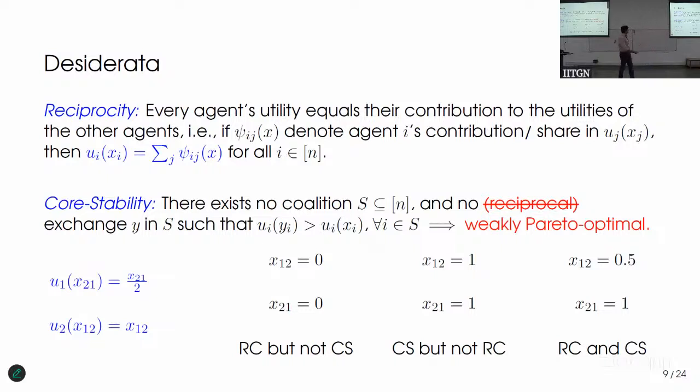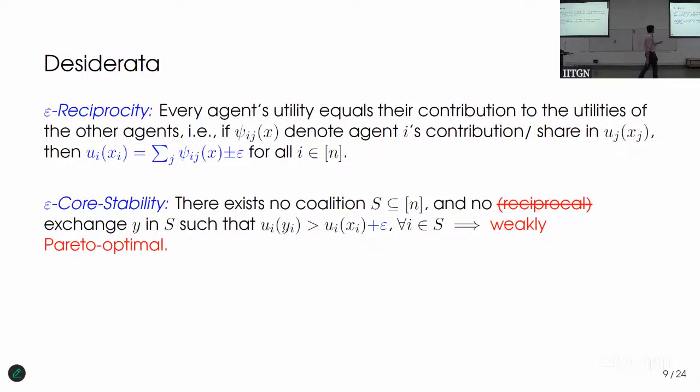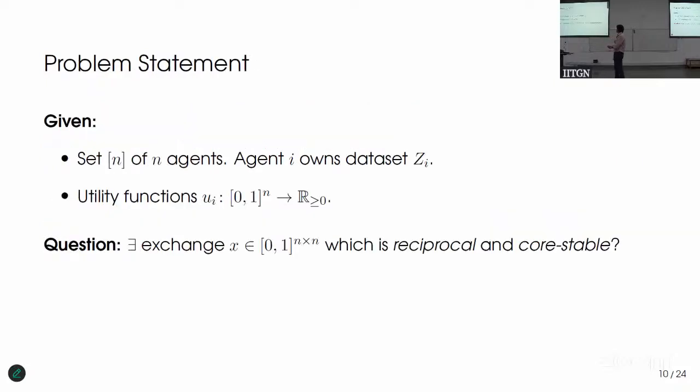We can also talk about notions of approximate reciprocity and approximate core stability, which you obtain by adding an additive approximation factor on the right-hand side of the equality and inequality. It's just for analysis's sake, and this will be pretty much straightforward. So the problem statement formally is that we're given a set of agents. Each agent has a data set and is equipped with a utility function. Does there exist an exchange which is reciprocal and core stable?